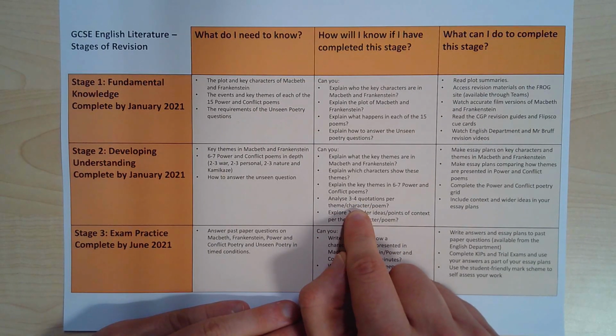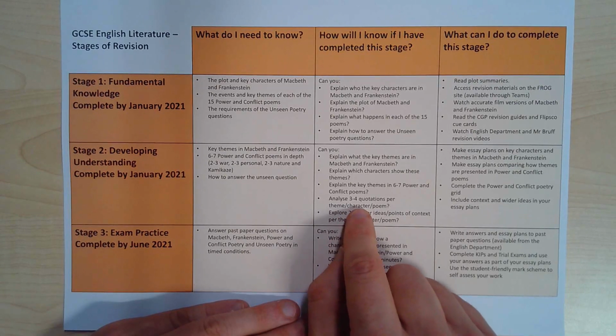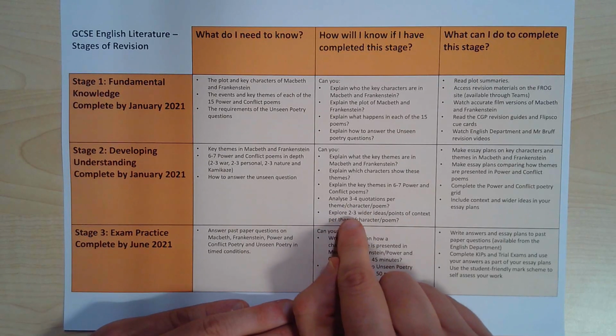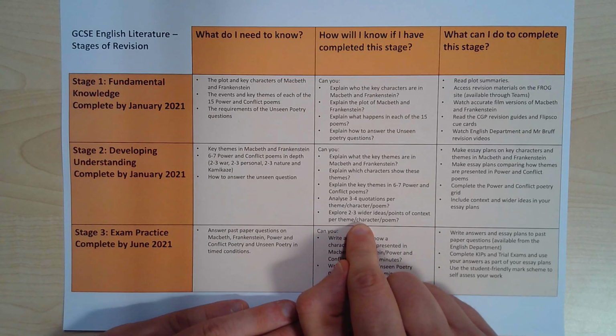They can be the same quotations, and we'll talk about quotations later on, because it tends to be something that students tend to really worry about, and actually I would argue you know quite a lot of quotations, but what you don't know is how to use those quotations going into the exam. And can you explore 2 to 3 wider ideas or points of context per theme or character?